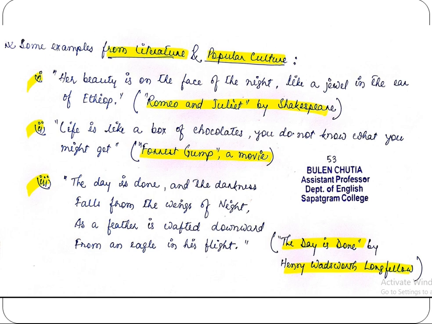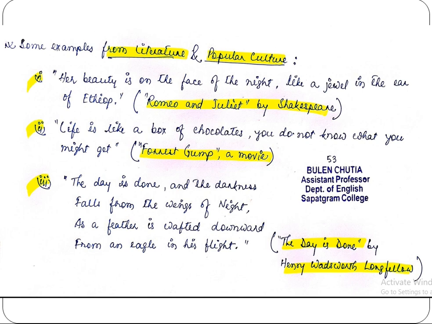Number two: life is like a box of chocolates. You do not know what you might get. This is a dialogue from the movie Forrest Gump. Here you can see life is compared to a box of chocolates, where you do not know what will come out from that particular life, what will be the next.